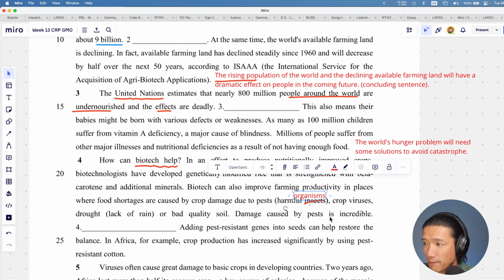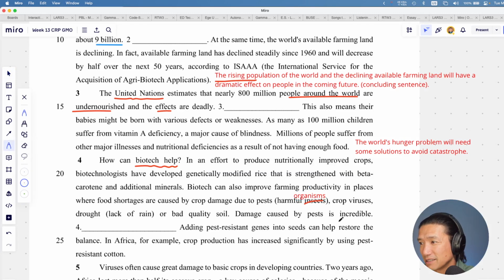Okay, damage caused by pests is incredible. Incredible has like a positive meaning. I would never say incredible. Like an incredible problem would be something kind of super. Would you say damage caused by pests is super? I mean, no. Damage caused by pests is alarming. These words that kind of mean emergencies, those are the words you want to use. Bad essay.